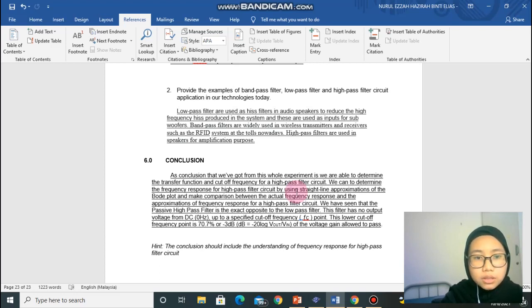We have seen that the passive high pass filter is the exact opposite of the low pass filter. This filter has no output voltage from DC up to a specified cutoff frequency point. This lower cutoff frequency is at 70.7% or negative 3 dB of the voltage gain allowed to pass.